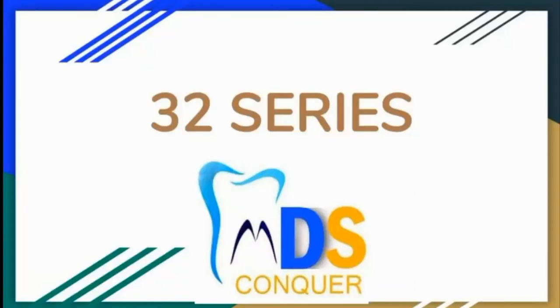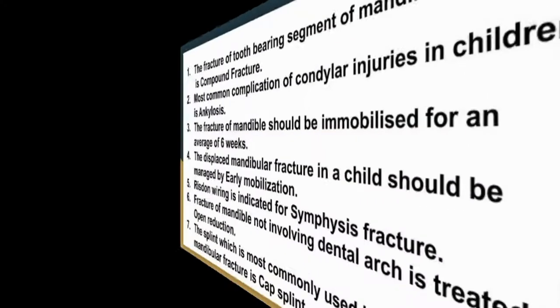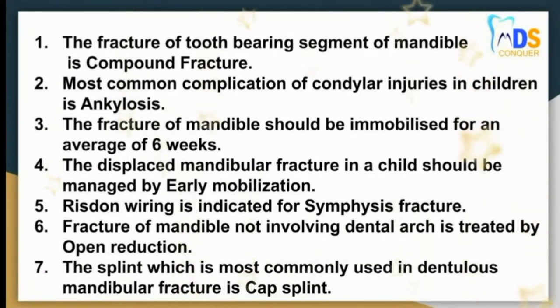In this video, we are going to discuss 32 important points from the topic of fractures. Point number 1. The fracture of tooth-bearing segment of mandible is compound fracture. Number 2. Most common complication of condylar injuries in children is ankylosis.